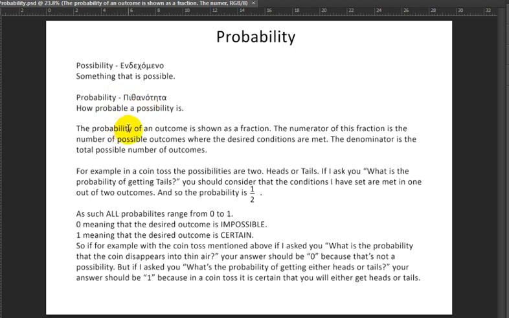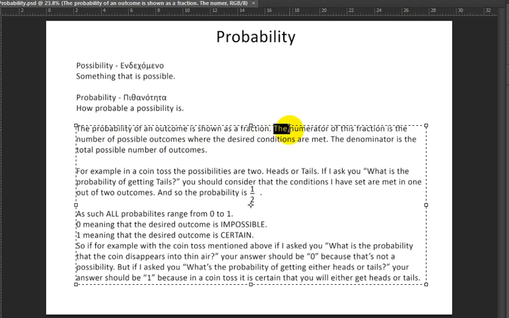The probability of an outcome is shown as a fraction. So let's say I do an experiment, right? And we ask, what is the chance, what is the probability that I get this result, right? That probability is going to be written down as a fraction. The numerator of that fraction is going to be the number of possible outcomes where the desired conditions are met.